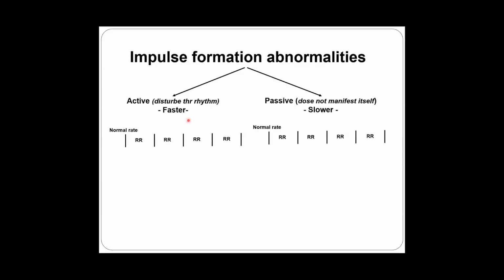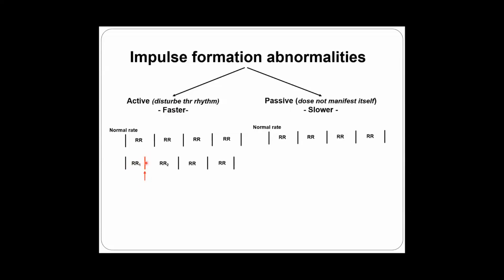Now, as you see, this is the normal rate, when the RR interval or the PP interval comes normally. We are talking about active impulse formation when the impulse comes earlier than normal. We call it passive impulse formation when the arrhythmic impulse comes later on. What does it mean? Let's look at the simplest active arrhythmia, as you see here, where this red dot came earlier.